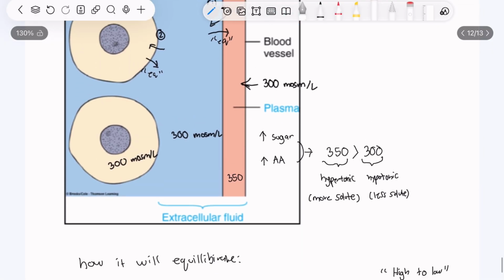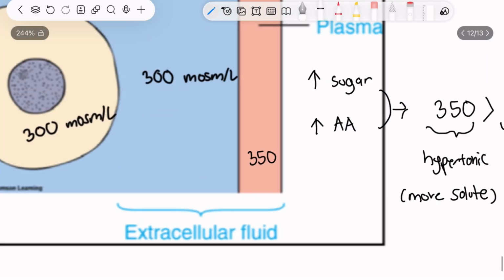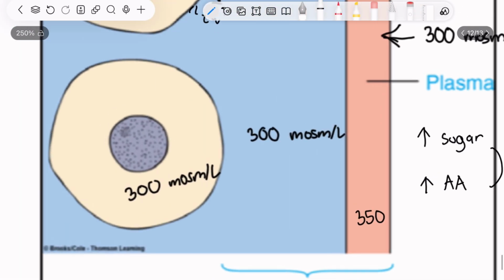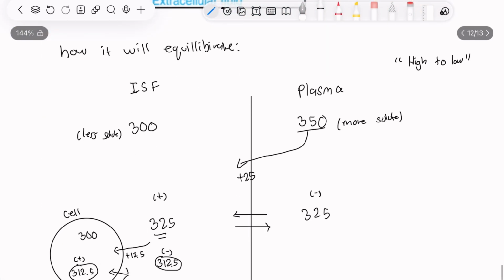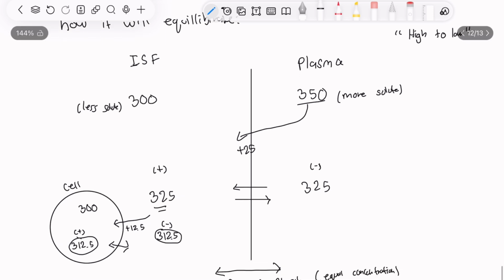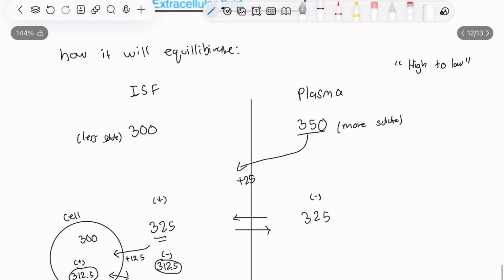So now the question is, how would it equilibrate? Because as you can see, in the plasma it's 350, in the interstitial fluid it's 300, and in the cell it's 300. So how would it equilibrate? Again, this would go from high to low. That's basically the only thing you need to know. It will go from high to low.